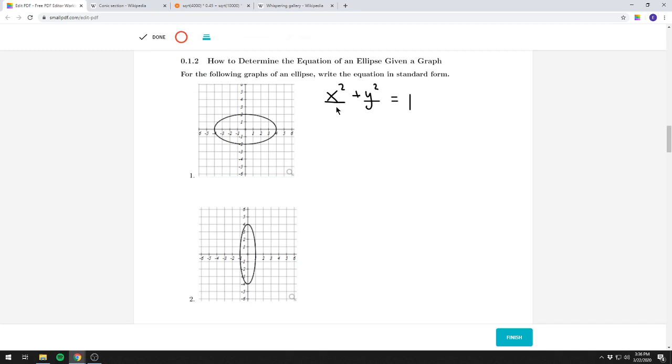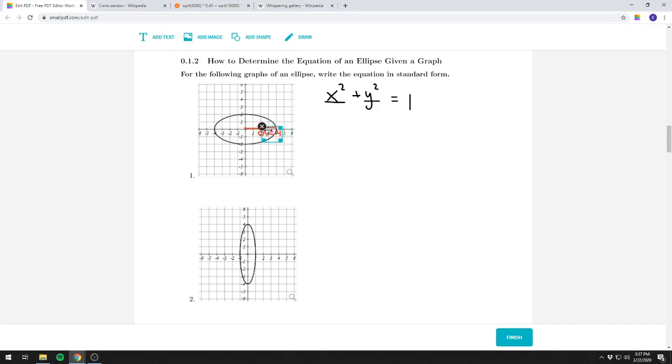Now what goes under the x squared and y squared are just going to be the numbers where it intersects the x and y axis. So what I'm drawing here, from the origin to one of these points where it hits the x-axis, is going to be a, because this is the center. The origin is the center, and this is one of the vertex or co-vertex. It doesn't matter for this problem specifically. But what this is telling us is that the number under x is 4.